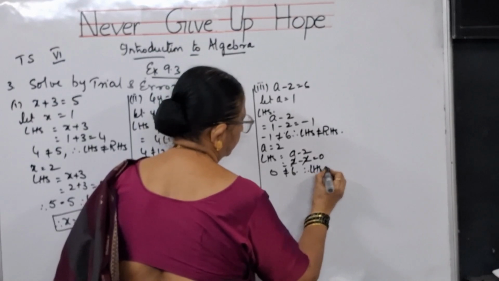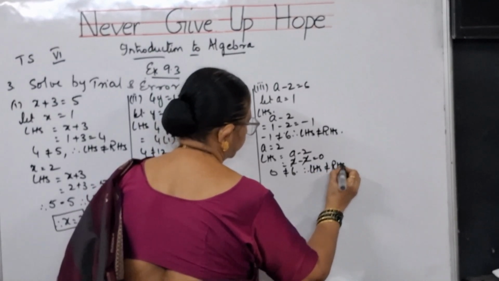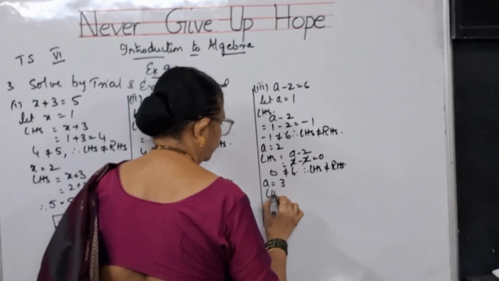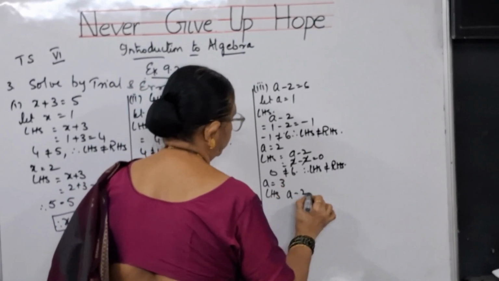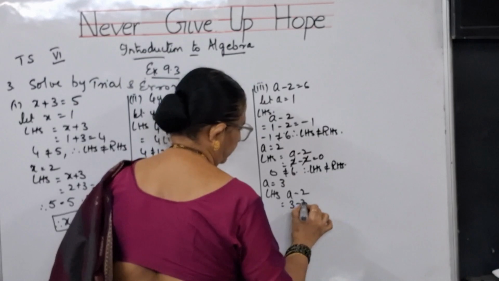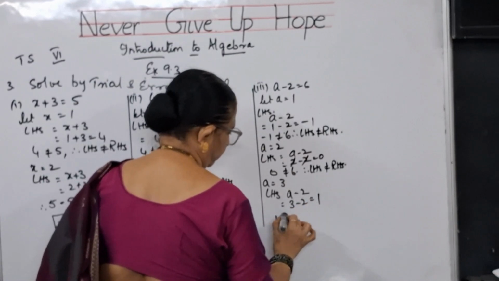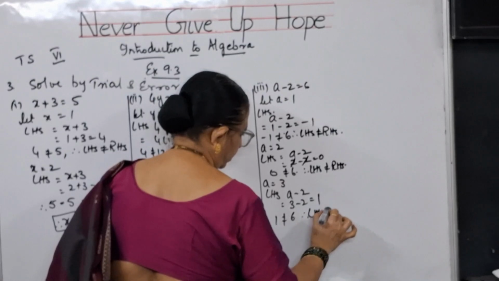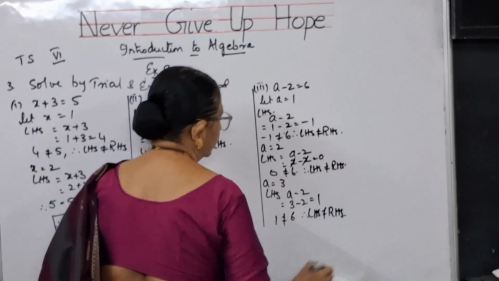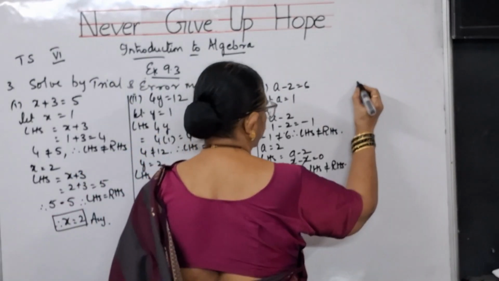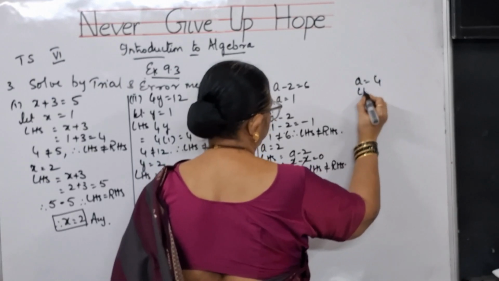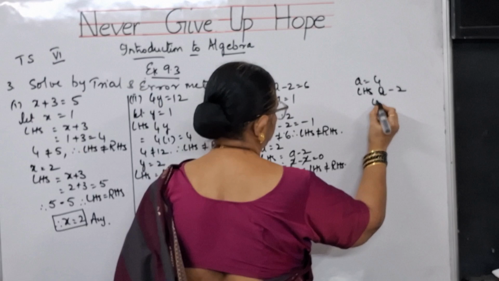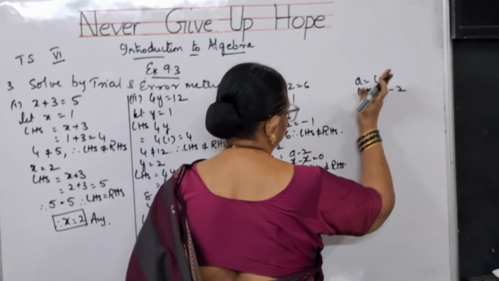Therefore, LHS is not equal to RHS. a is equal to 3. LHS a minus 2. 3 minus 2, that is 1. 1 is not equal to 6. Therefore, LHS is not equal to RHS. Now, a is equal to 4. LHS a minus 2, that is 4 minus 2.